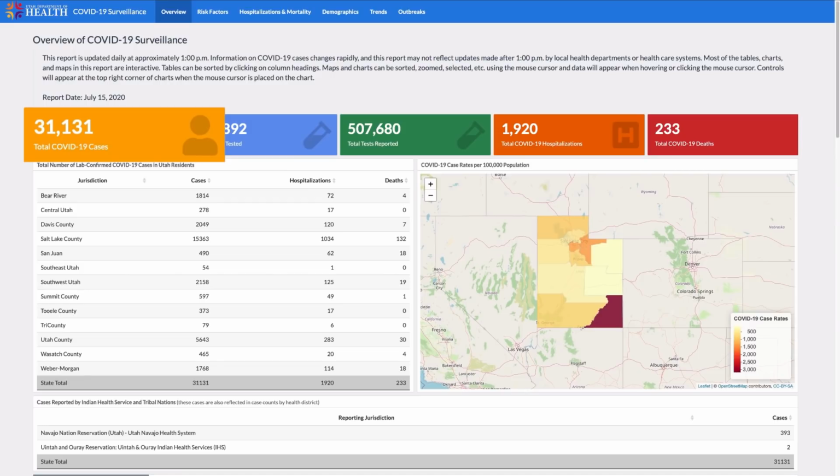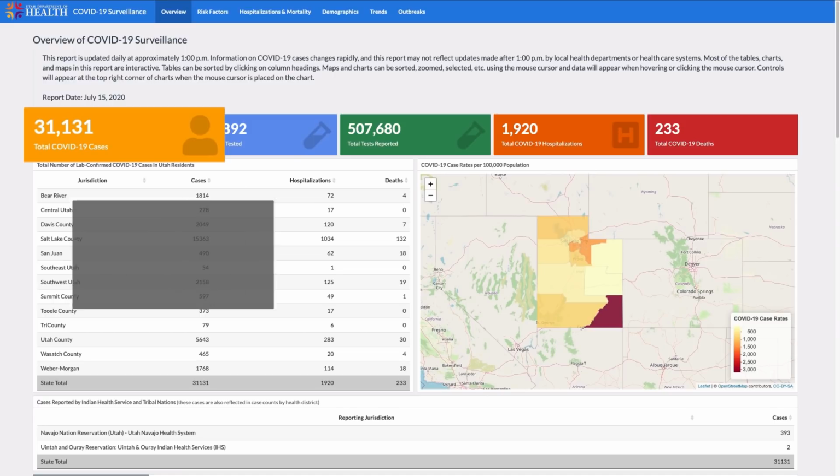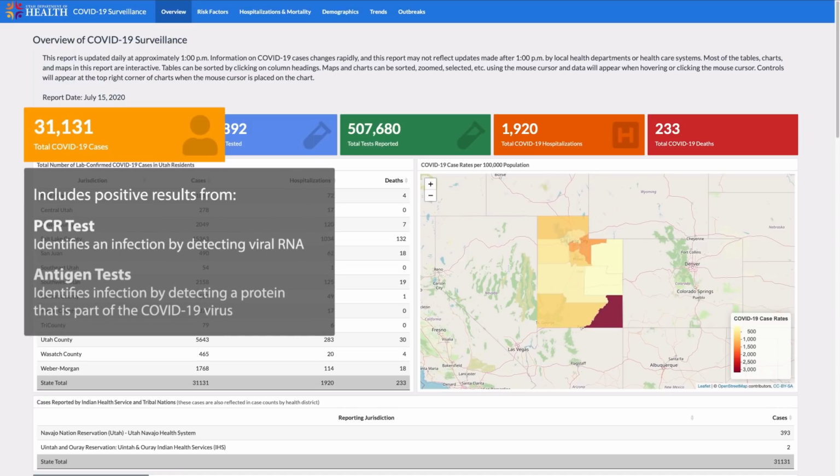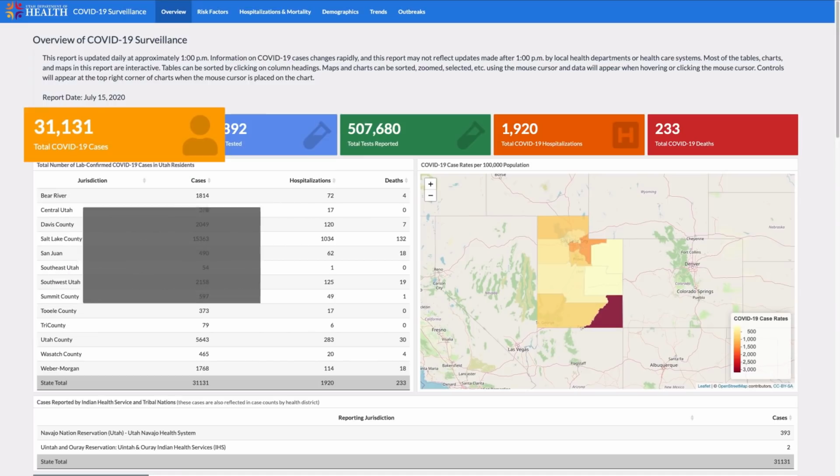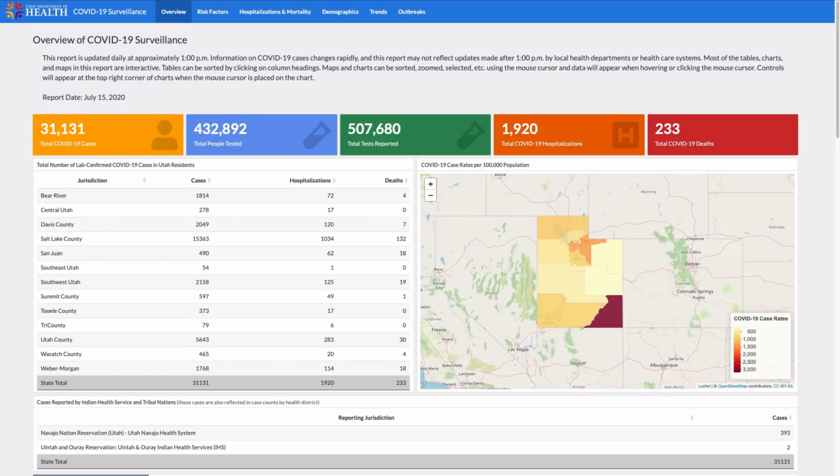Like PCR tests, antigen tests tell you if you have COVID-19 right now. A PCR test identifies an infection by detecting viral RNA. An antigen test identifies infection by detecting a protein that is part of the COVID-19 virus. Some labs began using antigen tests in early June. We have reviewed the accuracy of antigen tests and are now including them in our daily count of positive cases.